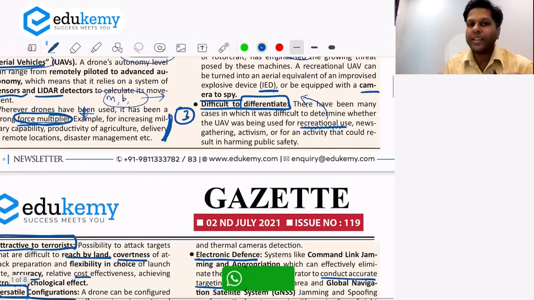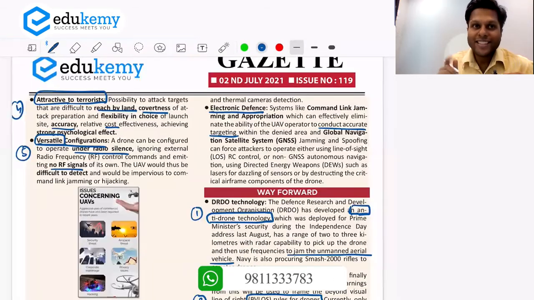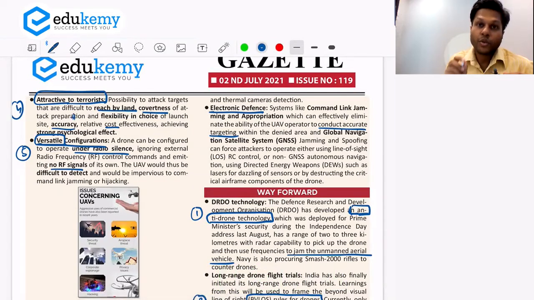Now, it is also attractive to terrorists. You know why? Because if a terrorist is using a drone, they are not risking their own life. This is one very important thing. If they are using a drone, they will have precision of attack because the drone will also use GPS. It will use GPS to attack at the precise location, right? It is also less costly than other kinds of operations which are done, right?